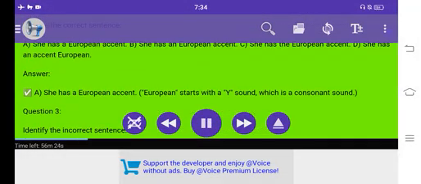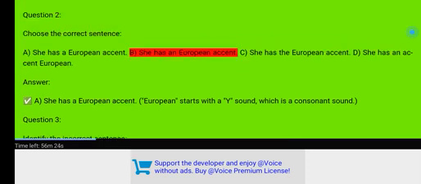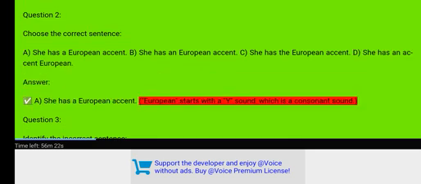Question 2. Choose the correct sentence. A. She has a European accent. B. She has an European accent. C. She has a European accent. D. She has an accent European. Answer: A. She has a European accent. European starts with a "y" sound, which is a consonant sound.